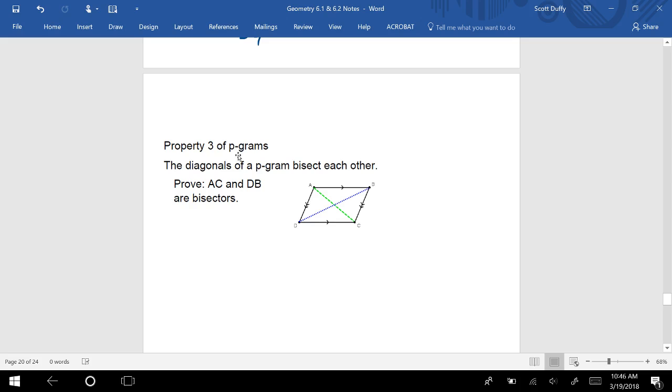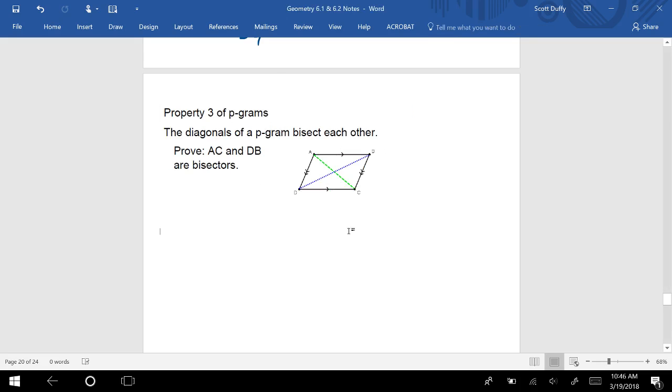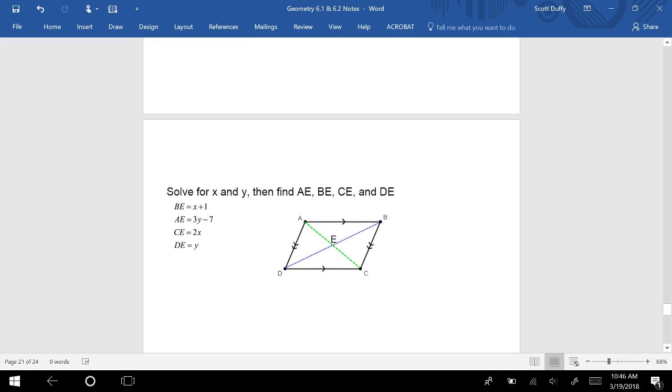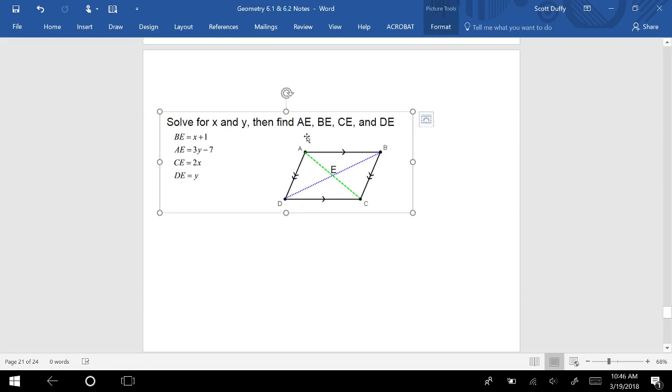Property 3 of parallelograms, diagonals of a parallelogram bisect each other. For time's sake, let's skip this, but just know that when you see a parallelogram and it has diagonals, both parts of each of those diagonals are going to be congruent. They bisect each other. So going on with some questions that you might see.